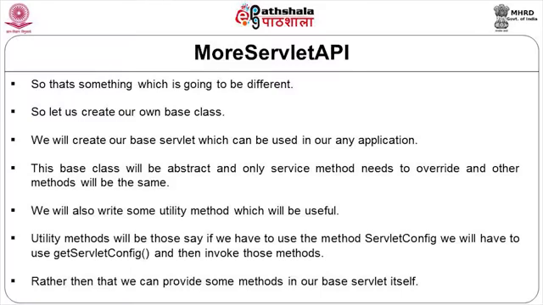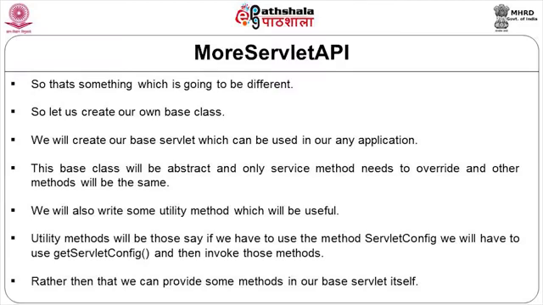One more thing we can do here: we had the Servlet interface implemented in our HelloServlet, so five methods would definitely be there. This base class we can keep abstract, where the only method compulsorily overridden in the subclass would be the service method. We can leave that abstract, so everyone would be forced to provide their own service method, but for other methods we can give some basic implementations. We can add more utility methods which are going to be quite useful. Mainly the utility methods can be those where, if you have to use some methods from the servlet config, you would have to call getServletConfig and then invoke them; rather than that, we can provide the same methods right in our base servlet itself, so you can use them directly.